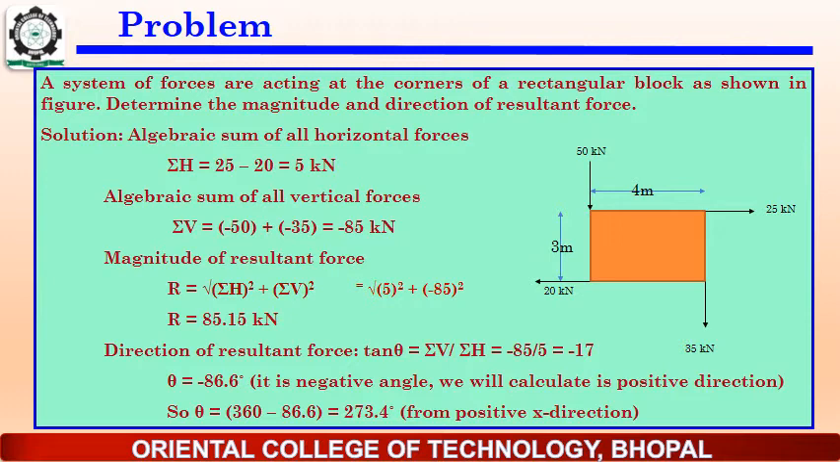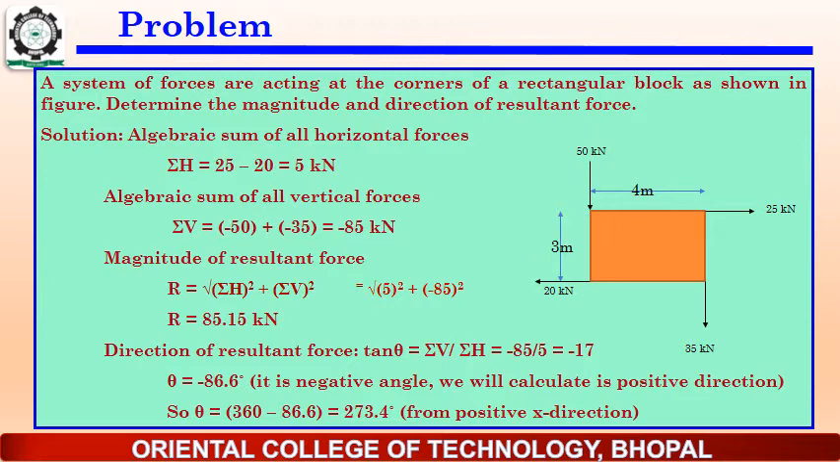Now this is a rectangle, and at the corner of this rectangle, four forces are acting. So the first is a 50 kilonewton force acting at this corner, and the line of action of this 50 kilonewton force is vertically downward. Second one is 25 kilonewton acting at this corner, and the line of action is right, positive x direction.